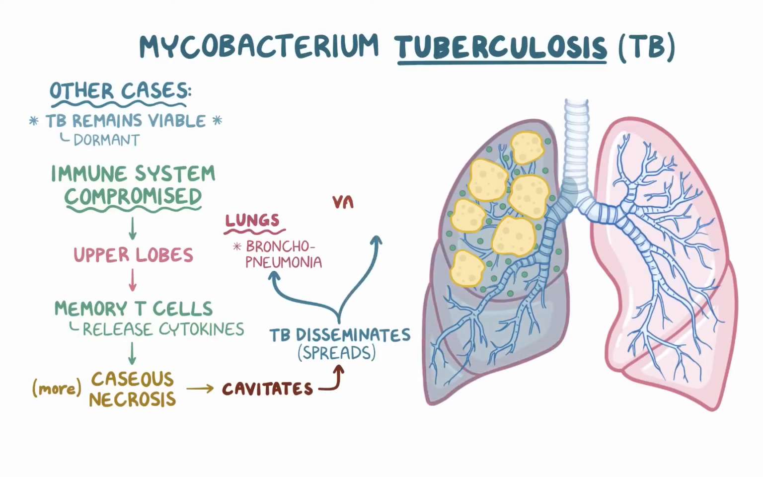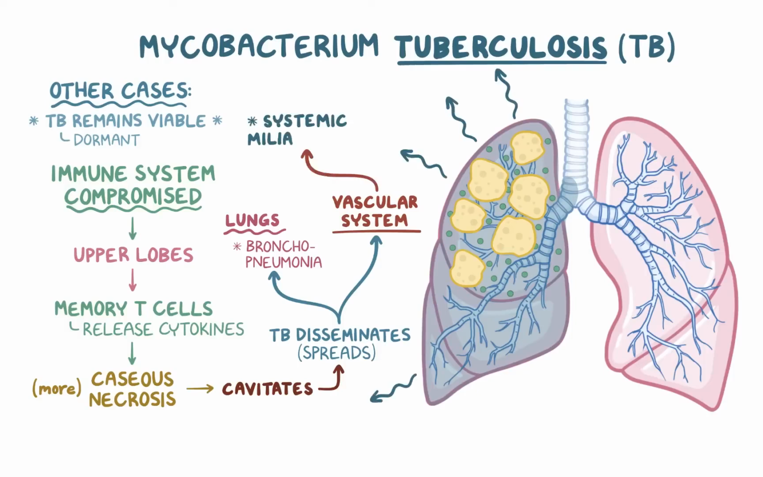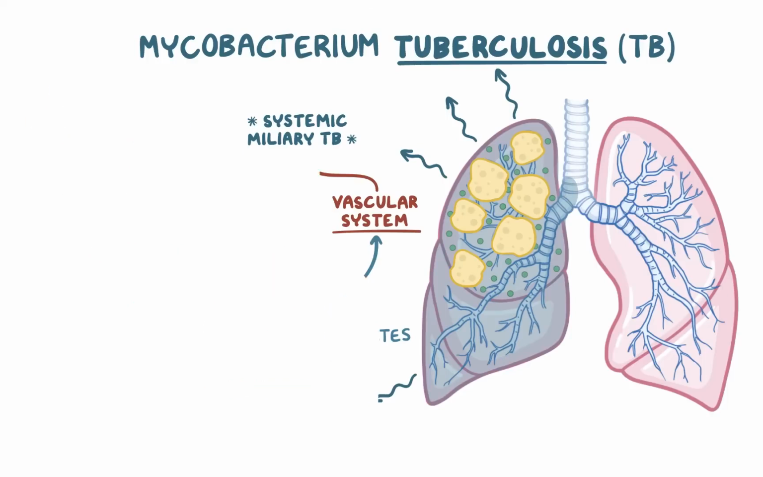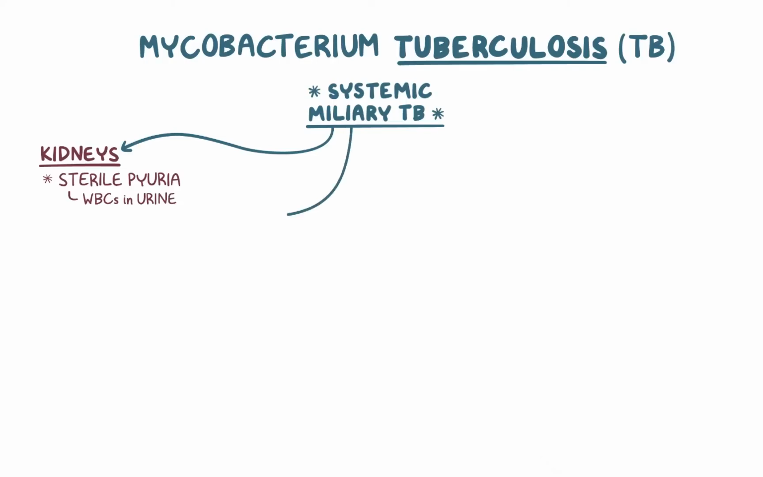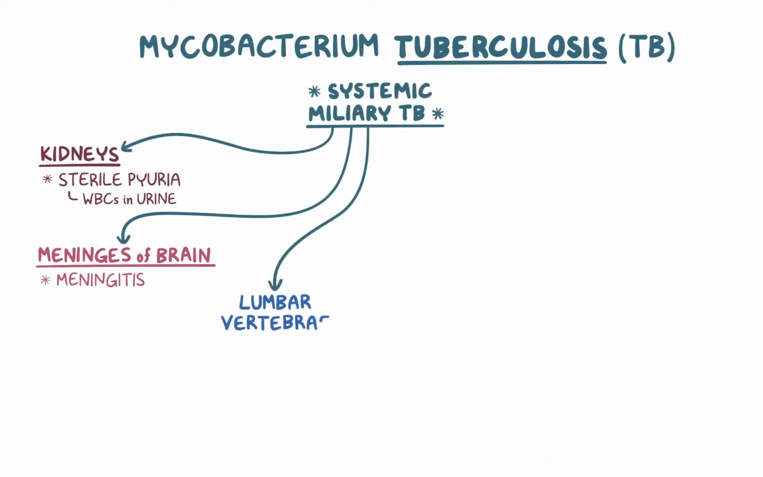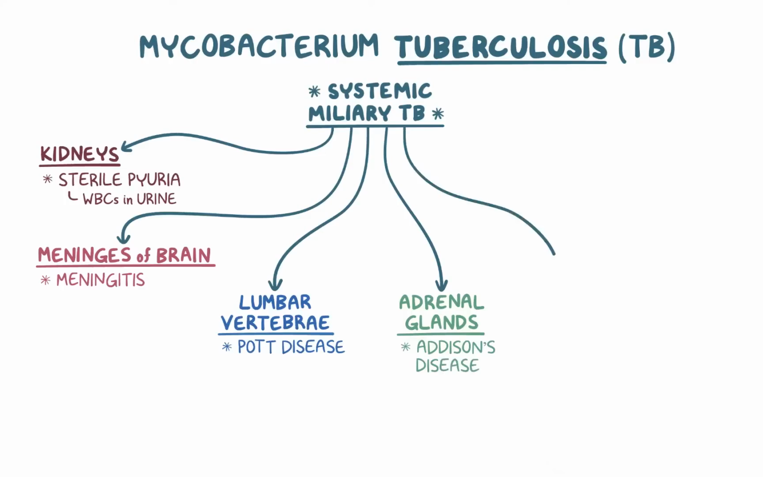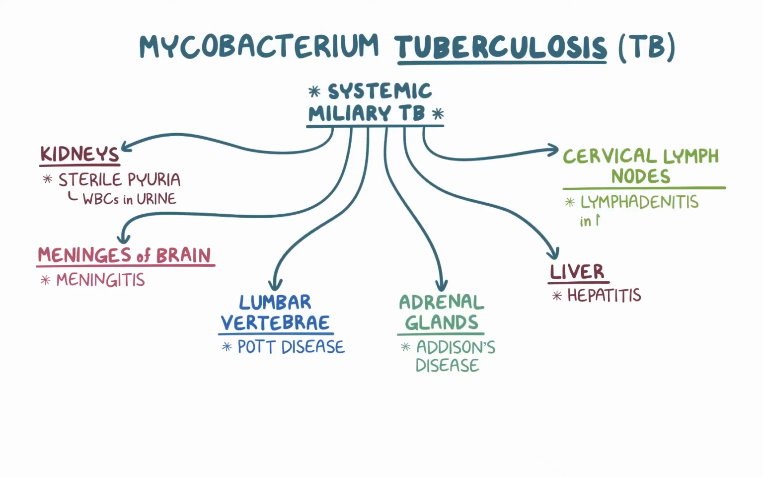But it can also spread via the vascular system, and infect almost every other tissue in the body, called systemic miliary TB. When TB spreads to other tissues, it causes complications related to the organ affected. Kidneys are commonly affected, resulting in sterile pyuria or high levels of white blood cells in the urine. It might also spread to the meninges of the brain, causing meningitis, the lumbar vertebrae, causing Pott disease, the adrenal glands causing Addison's disease, the liver causing hepatitis, and the cervical lymph nodes causing lymphadenitis in the neck, also known as scrofula.